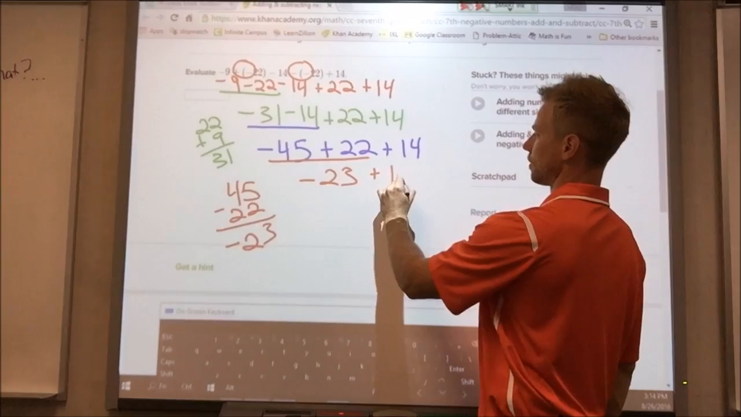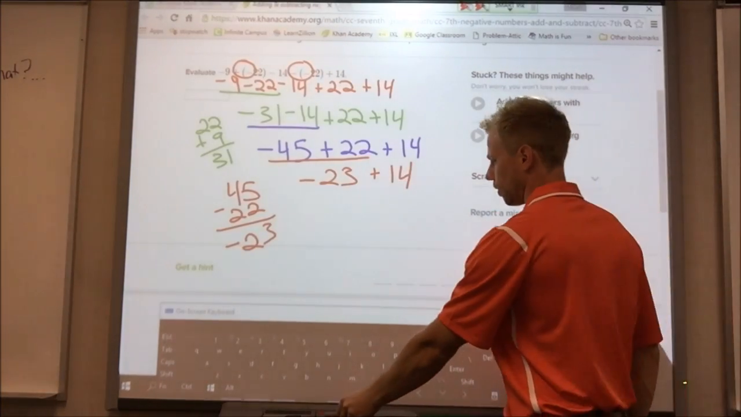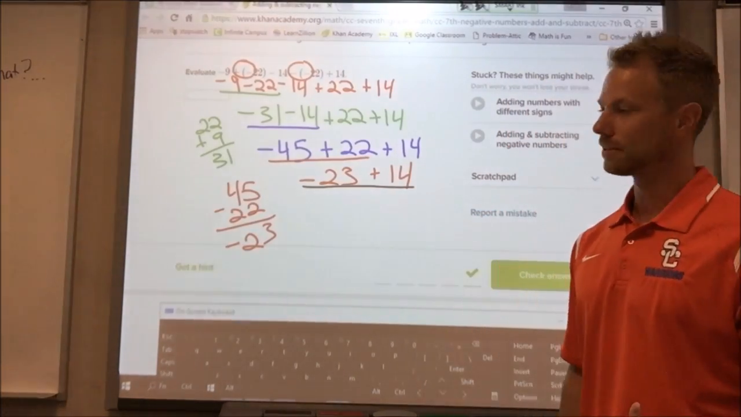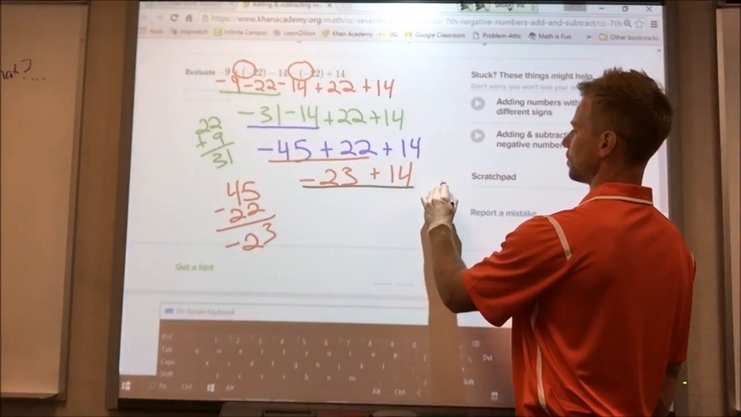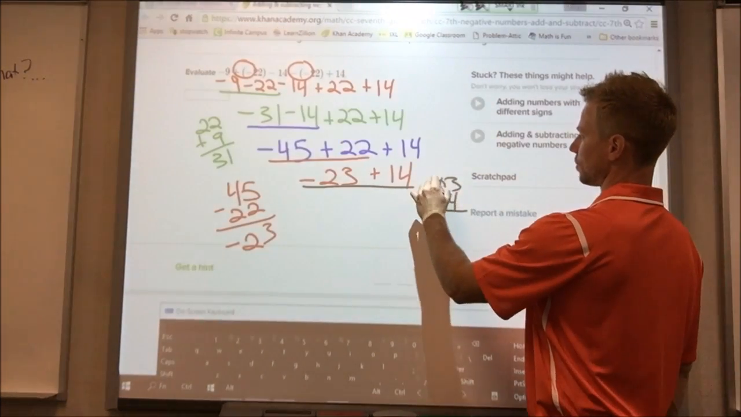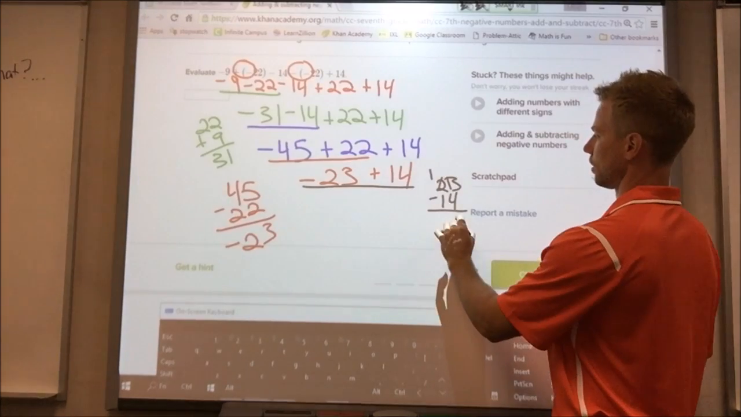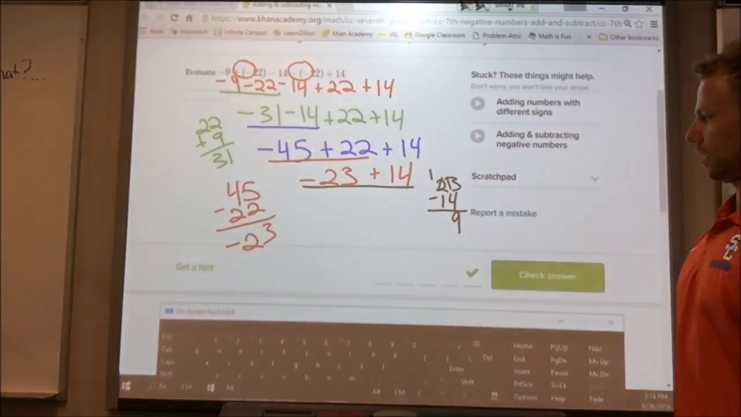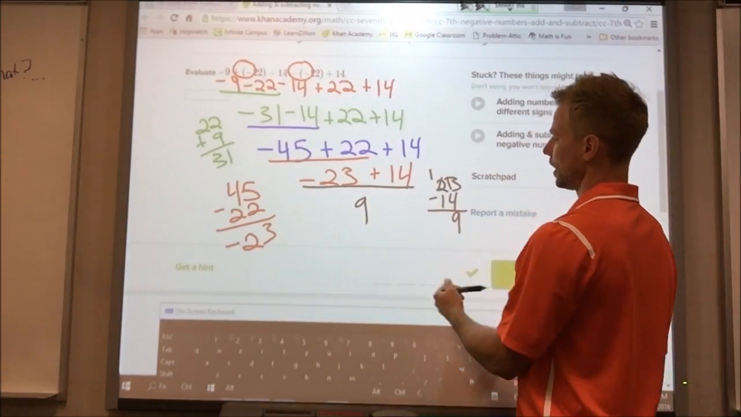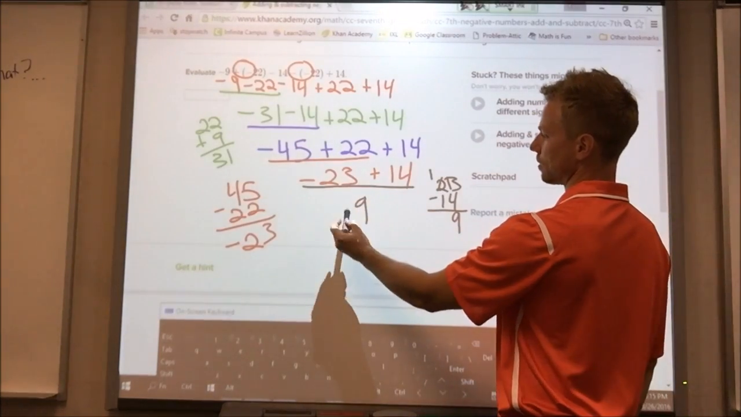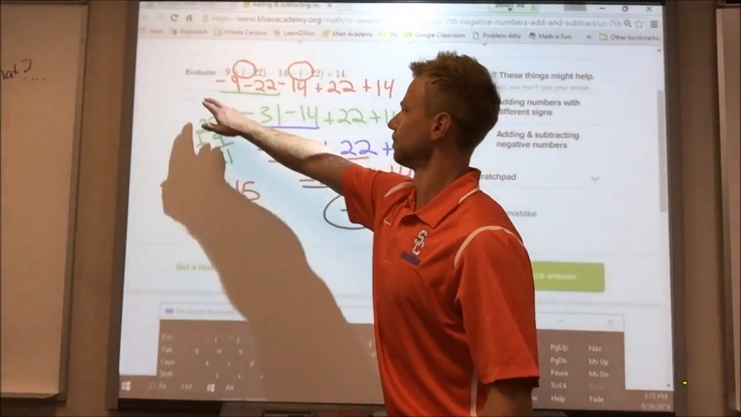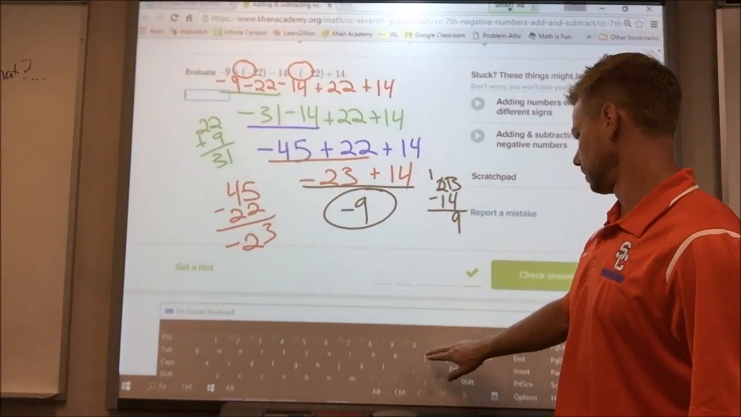And then I write the rest of it and apply the rule one more time. Now I have a negative and a positive, unlike signs again, so I subtract and keep the sign of the larger number. 23 minus 14, I'm going to have to borrow. 13 minus 4 is 9, so that becomes 9. 1 minus 1 is 0, so it's just 9. And keep the sign of the bigger number. 23 is the bigger number, it's negative, so I put a negative in front, and it becomes negative 9.